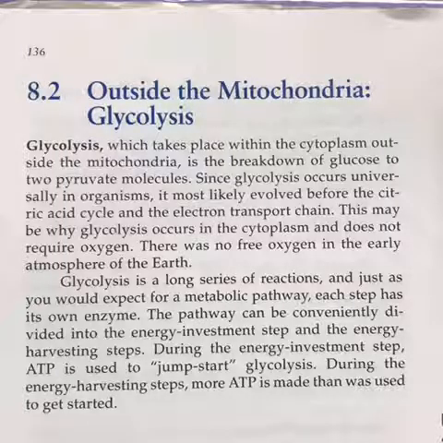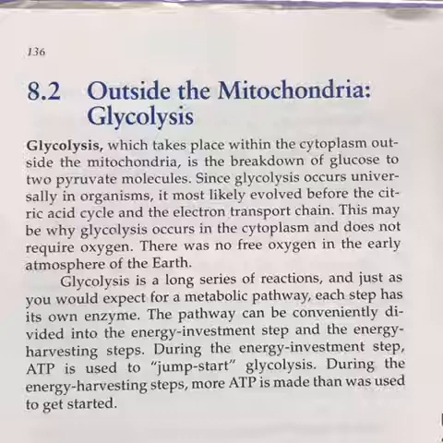8.2 Outside the mitochondria, glycolysis. Glycolysis, which takes place within the cytoplasm outside of the mitochondria, is the breakdown of glucose to 2 pyruvate molecules. Since glycolysis occurs universally in organisms, it most likely evolved before the citric acid cycle and the electron transport chain. This may be why glycolysis occurs in the cytoplasm and does not require oxygen.